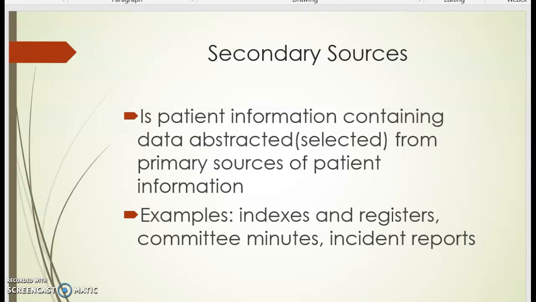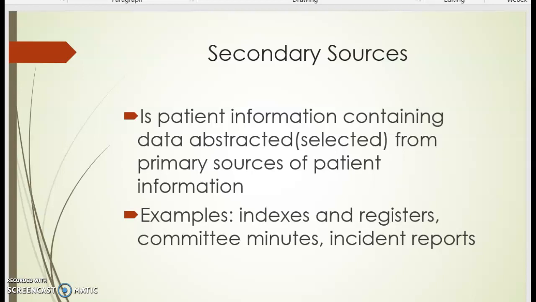So let's go here. We have index registers, committee minutes, incident reports. If I'm doing committee minutes and I want to report how many were admitted for the month of June, I'm going to take the information from the primary source, the patient record, and put it in the committee minutes, which is going to be my secondary source.